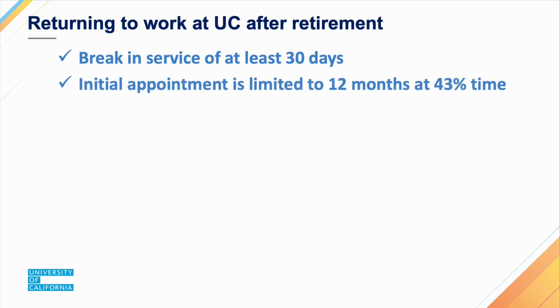Upon returning to UC employment, your initial appointment must not exceed 43% time in a 12-month period. If it's less than 12 months, obviously it could be a little higher, because it needs to be an average of no more than 43% over that 12-month period. But after that 12 months, the hiring department must follow the same approval process as it did with the initial appointment. So they just can't extend it or renew it.